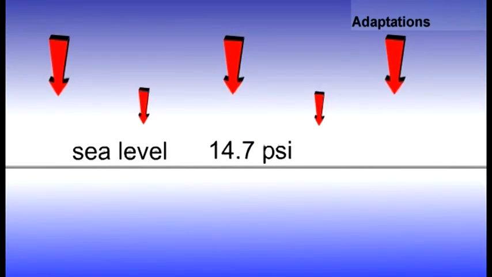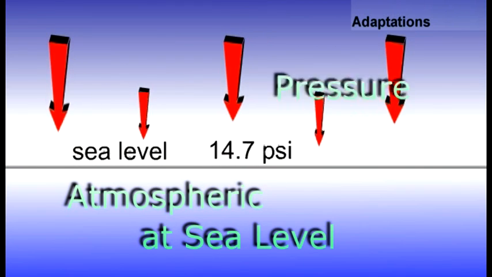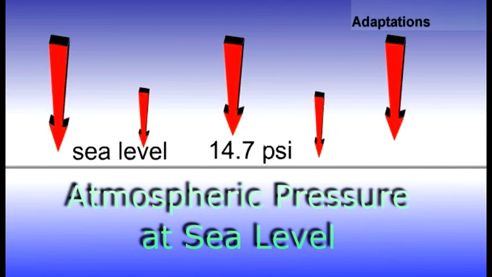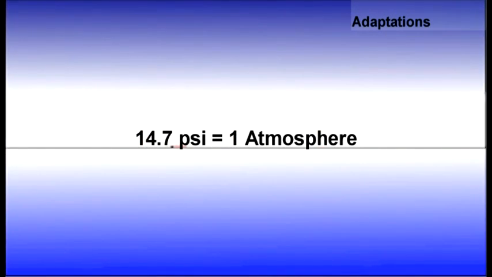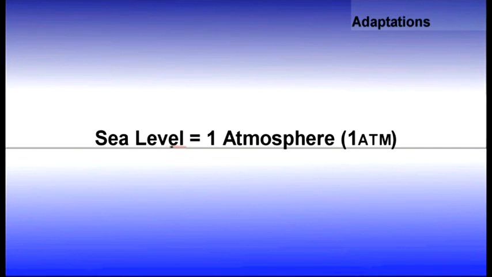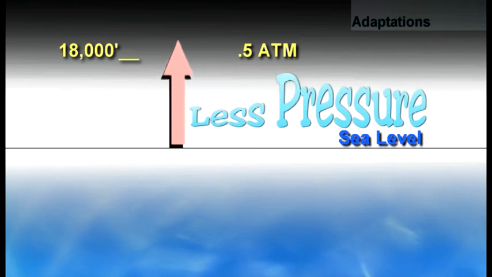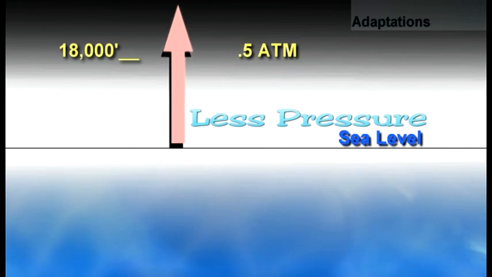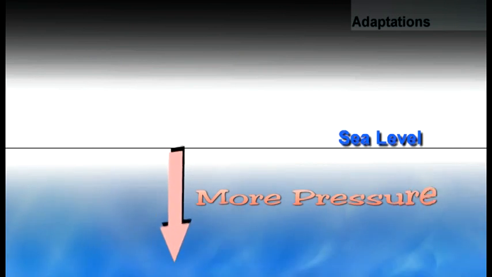Because science endeavors to make sense out of the world around us, it has come up with the concept of an atmosphere of measurement. The 14.7 pounds per square inch of pressure at sea level, that's an atmosphere, or 1 ATM. As we ascend in elevation, we experience less than an atmosphere of pressure. And as we descend in the water, we experience pressure greater than an atmosphere.